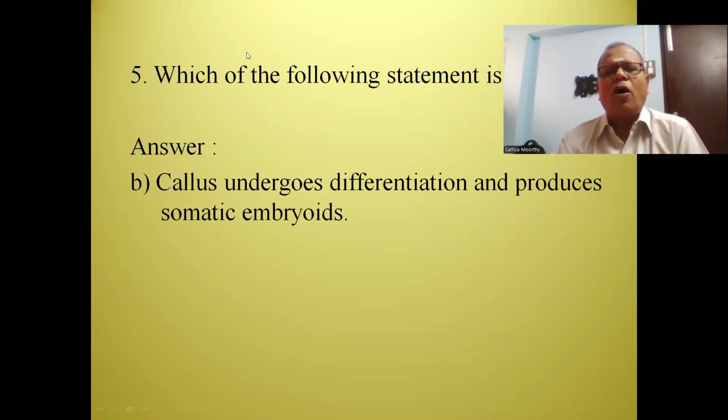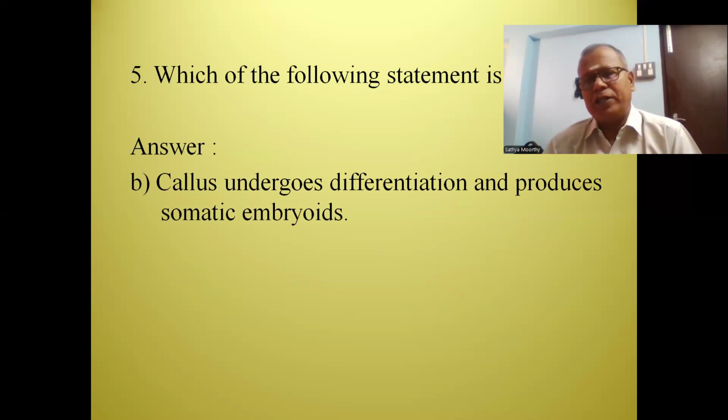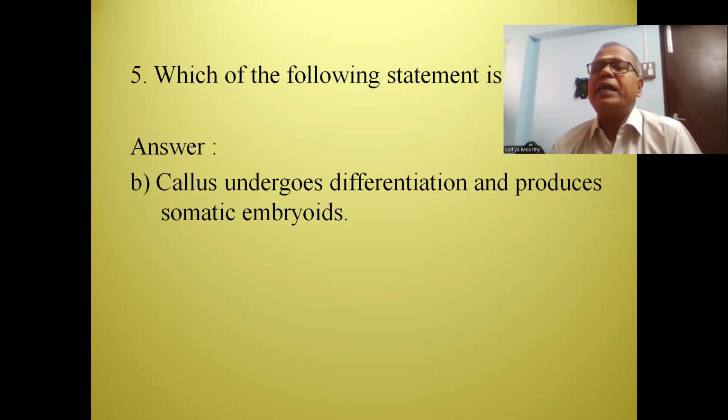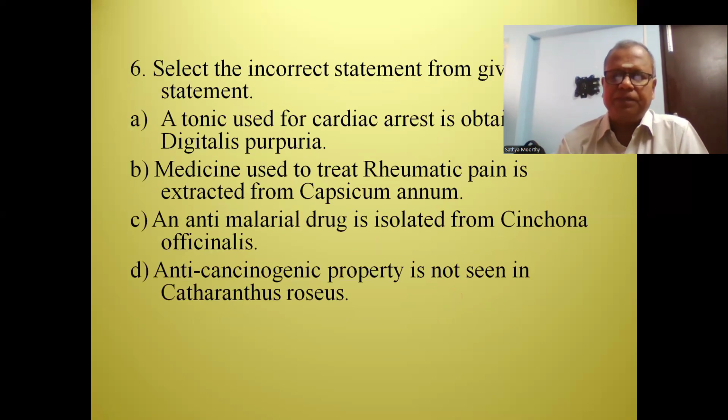Yes, the answer is option B is correct. Callus, the undifferentiated mass, undergoes differentiation and produces somatic embryos, also called somatic embryoids. The embryos developed from the body cells, the somatic cells. We are calling it a somatic embryo. And then the normal embryo is the end product of gametic fusion. We are calling it a zygotic embryo.